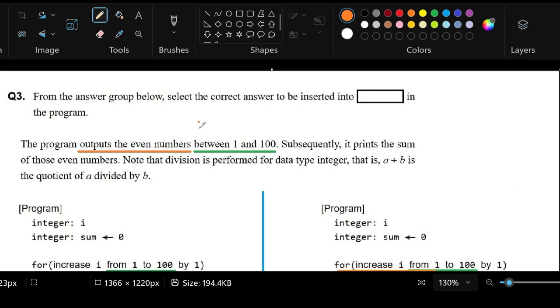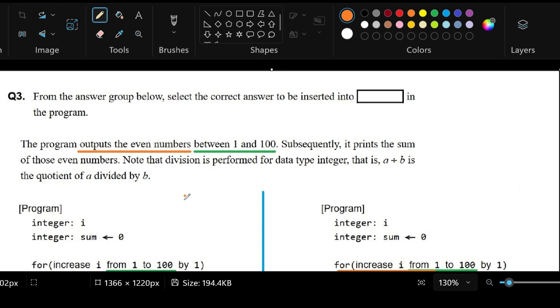Question number 3 of the PhilNITS FE afternoon portion of the exam. In this question, we are being asked, the program outputs the even numbers between 1 and 100. Subsequently, it prints the sum of those even numbers. Note that division is performed for data type integer. That is, a divided by b is the quotient of a divided by b.